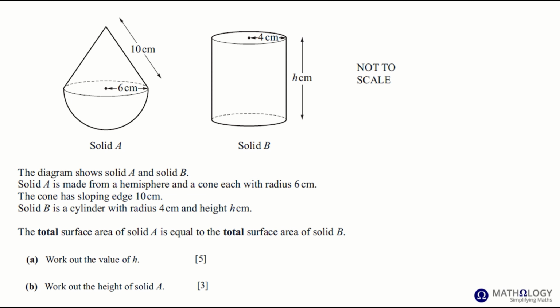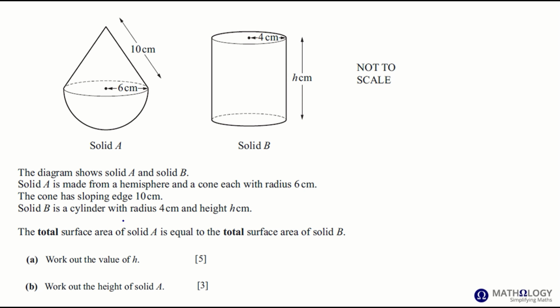The diagram shows solid A and solid B. Solid A is made from a hemisphere and a cone with radius 6 centimeters. The cone has a sloping edge of 10 centimeters. Solid B is a cylinder with radius 4 centimeters and height 8 centimeters. The total surface area of solid A is equal to the total surface area of solid B. Work out the value of H, the height of solid A.